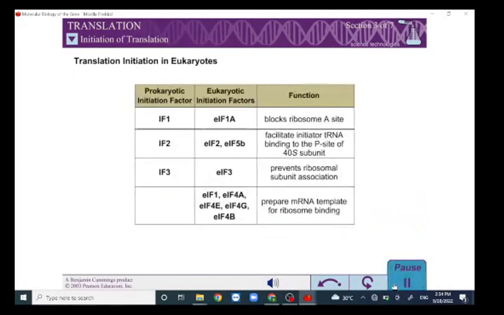Now you need to understand there are 2 things that are going to be different between prokaryotes and eukaryotes. I already told you everything.